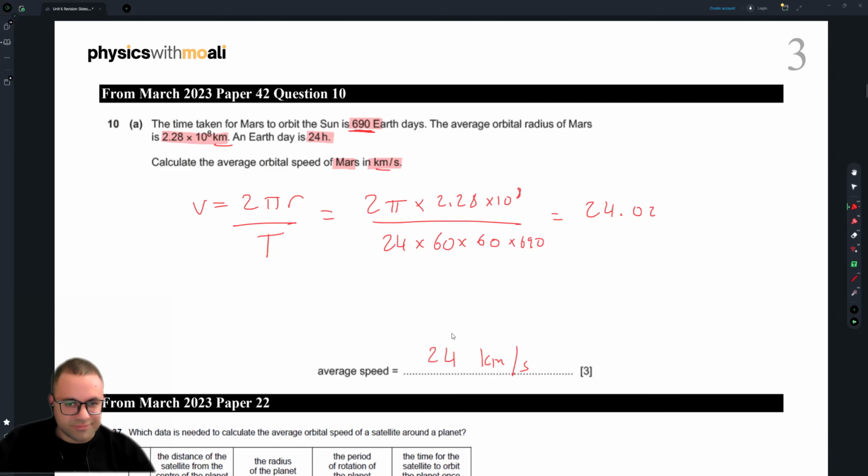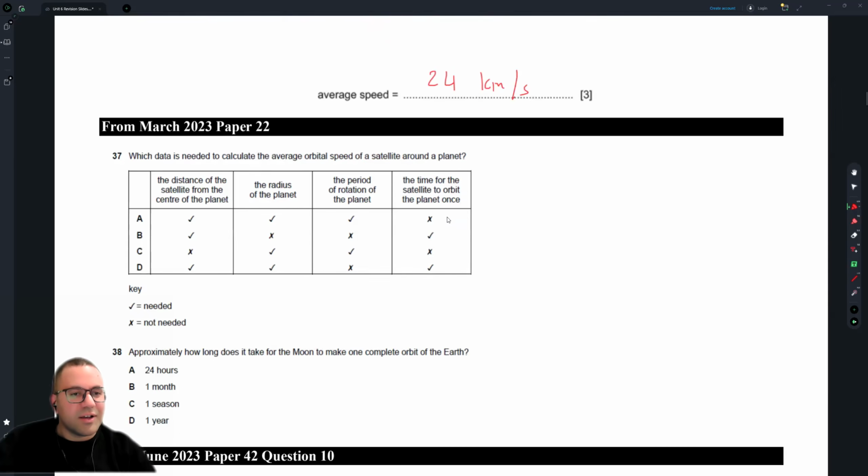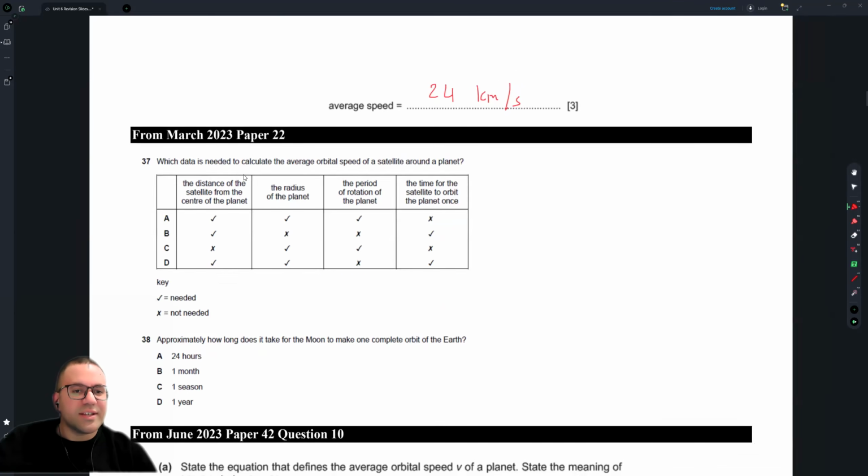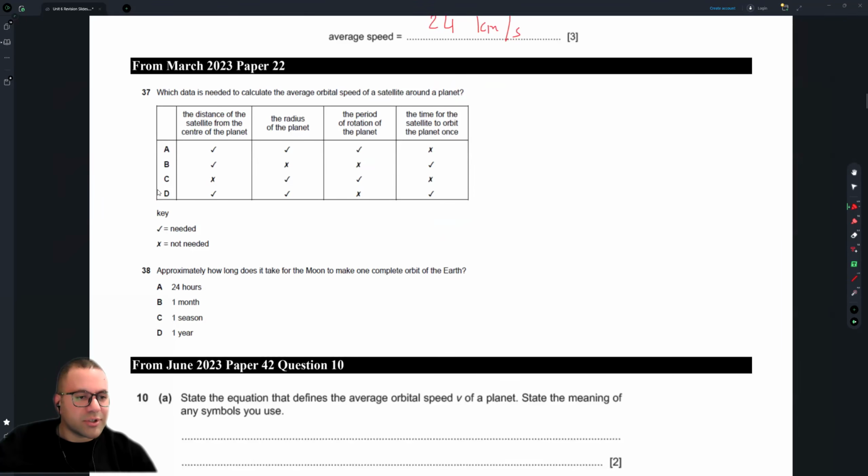Next. Which data is needed to calculate the average orbital speed of a satellite around a planet? Okay. The distance from the satellite to the center of the planet. Yes, I need that, right? The radius of the planet. I don't need that. Why not? Because I already have the distance from the satellite to the center of the planet.